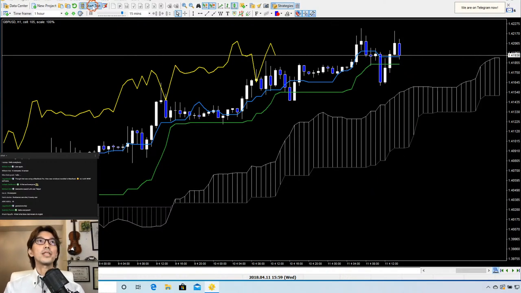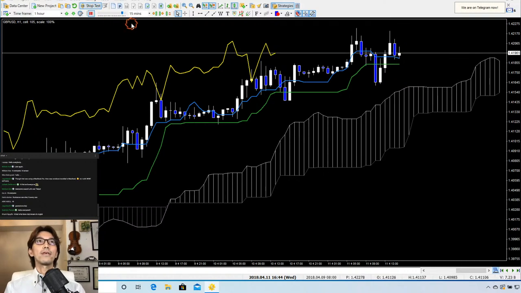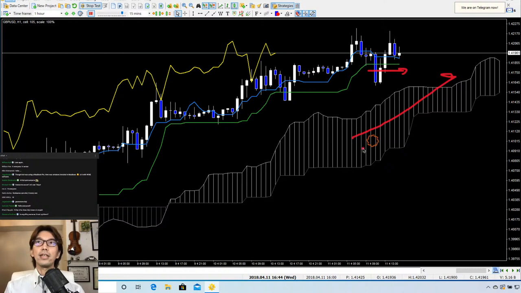Okay, so let me just run this one by one. Right now, if you look at the Ichimoku Kinko Hyo, first of all, it is an uptrend. The Kumo is moving up, and currently the Kijun Sen, the green one on my setting, is flat. So in the midterm, this is ranging, but in the long term, we know that this is the uptrend.